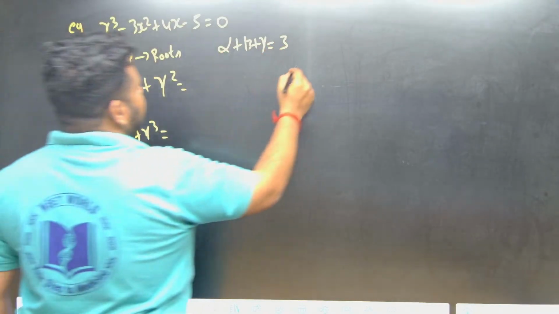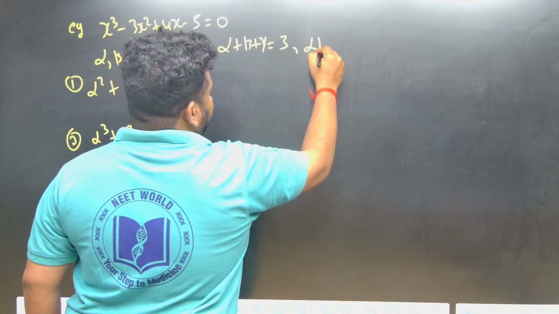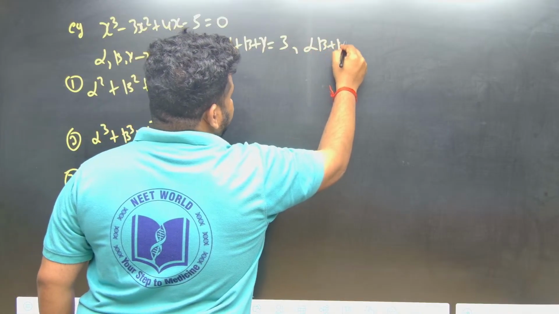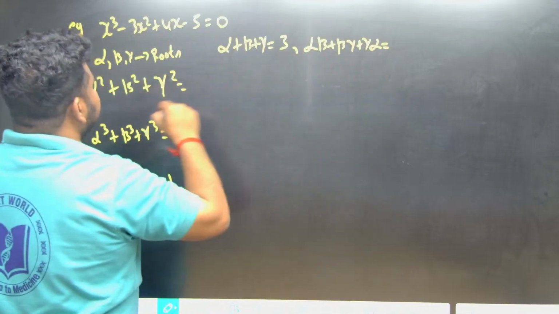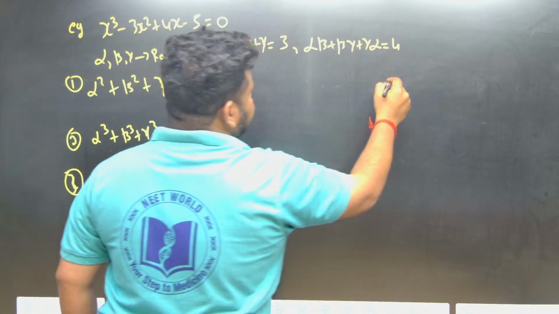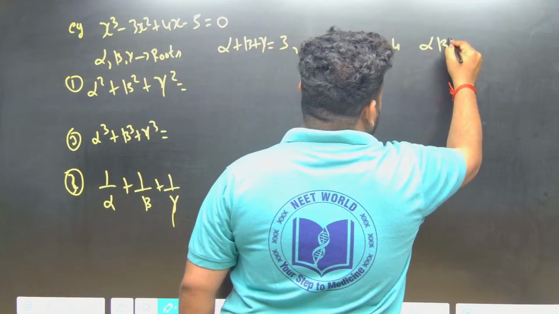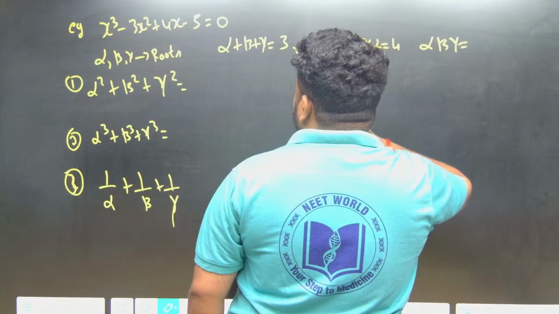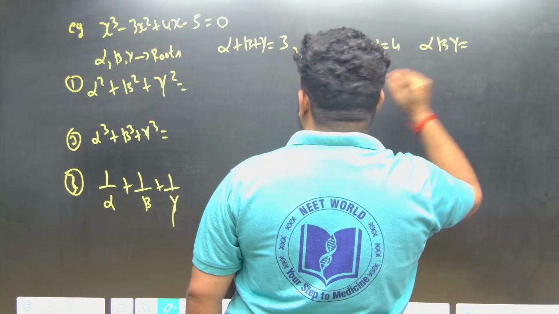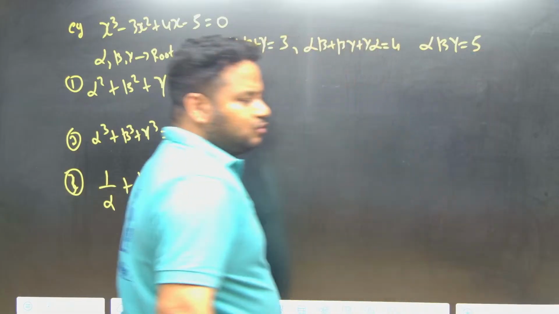plus 3. The sum of the roots taken two at a time, alpha beta, beta gamma, gamma alpha, is equal to c by a, that is 4. Then the product of the roots, alpha beta gamma, is given by minus d by a, so this will become 5. So this value will be equal to 5.